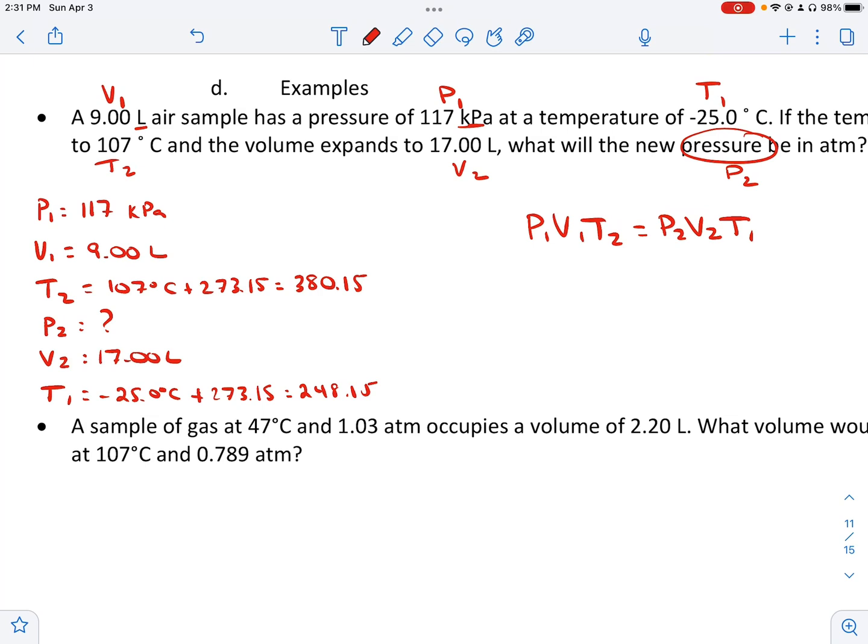We could go from kilopascal to ATM right now if we wanted to, because this is supposed to be in ATM, or we could just wait till the very end. In this case, let's wait till the very end because why not, right? We really have lots of options.